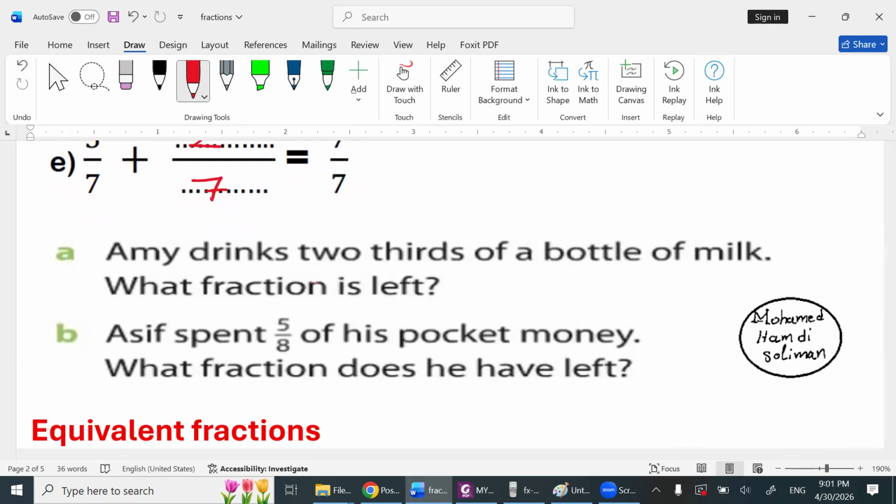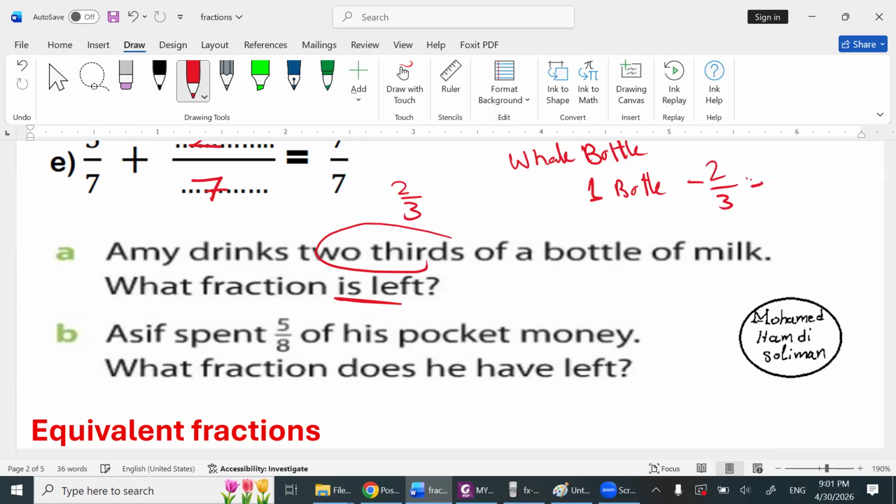Amy drinks 2/3, which means 2 over 3, of a bottle of milk. What fraction is left? This is the remaining fraction. The whole bottle is represented by one whole, by 1. I have 1 bottle. I will drink 2/3. What is the remaining fraction? You can express one whole as 3 over 3. So the remaining fraction here is 1 over 3.